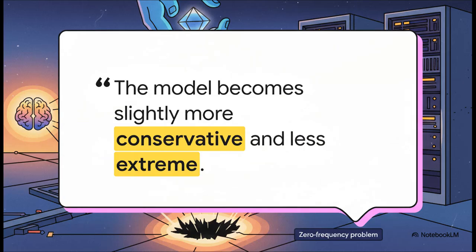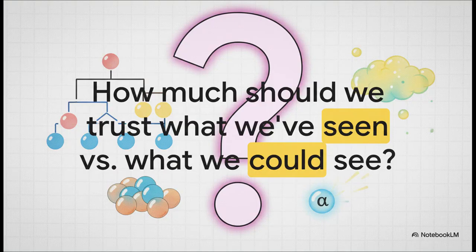And that really is the key takeaway. This isn't just about stopping an error from a zero. It's about making our predictions more balanced, more reasonable, and at the end of the day, a whole lot more trustworthy. And all of this leaves us with a really fundamental question, not just for this algorithm, but for all of data science. How do you strike that perfect balance between trusting the data you have and preparing for all the unknown data you haven't seen yet?